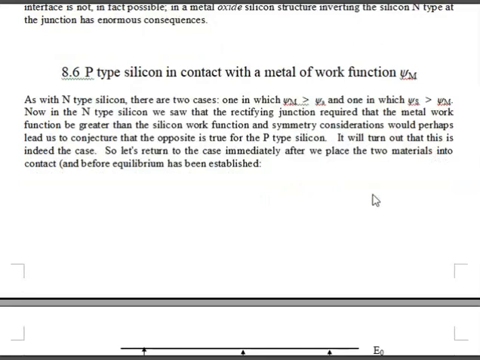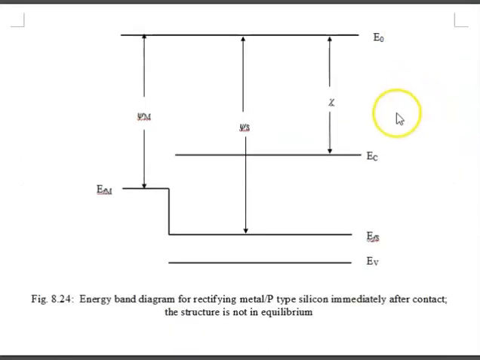Okay, so now I want to take a look, or at least start, on the P-type silicon in contact with a metal of work function phi sub m. Let's take a look at that. For a rectifying junction, we're going to see that the phi sub m is less than the phi sub s. Remember, in the N-type, the phi sub s was smaller than phi sub m. In the P-type, because P-type is flipped from N-type, everything we say about P-type is the opposite from N-type. So this would be the energy band diagram for the rectifying metal P-type silicon immediately after contact.